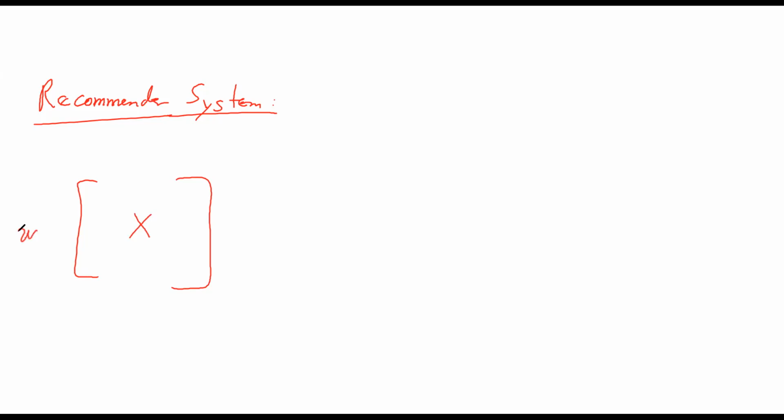And then you have all the users here, like user 1, and then user 2, all the way to user n, okay? And then over here, you have the movies. So you have movie 1, movie 2, movie 3, all the way to movie M, okay? And for every single one of these, the users will rate movies.